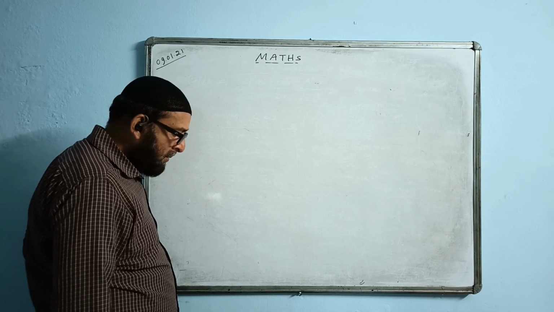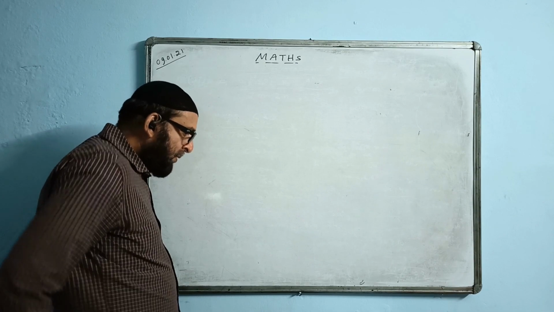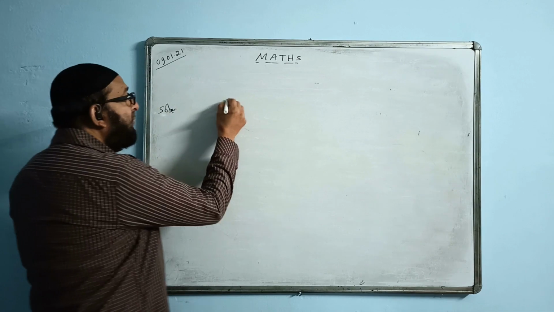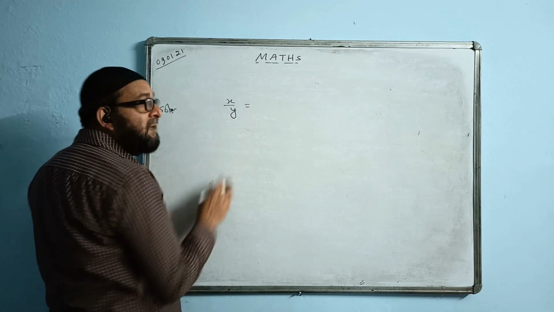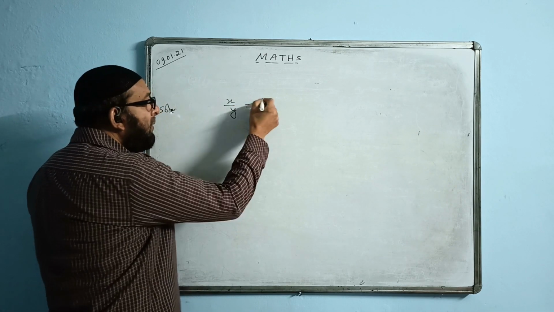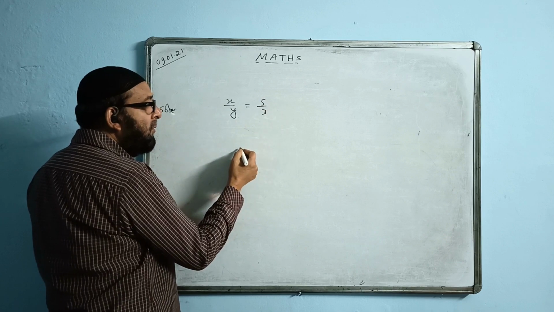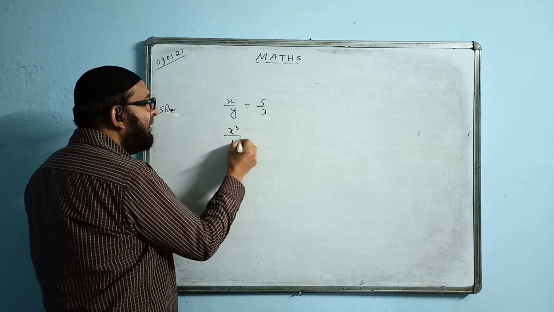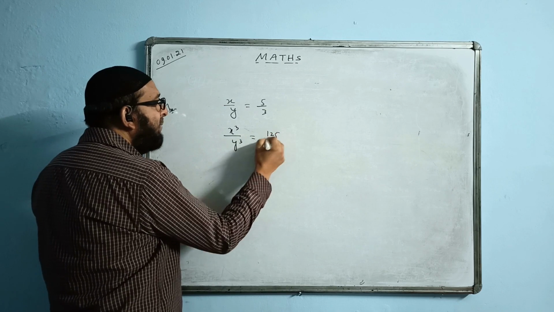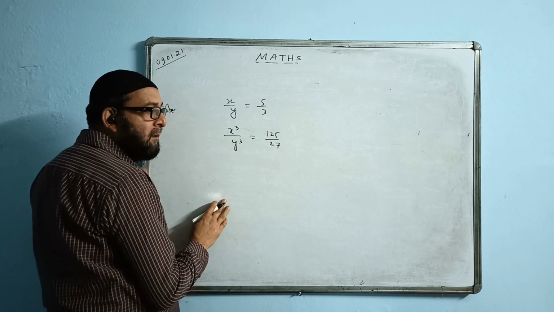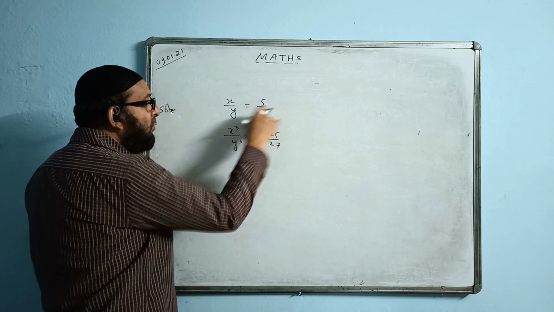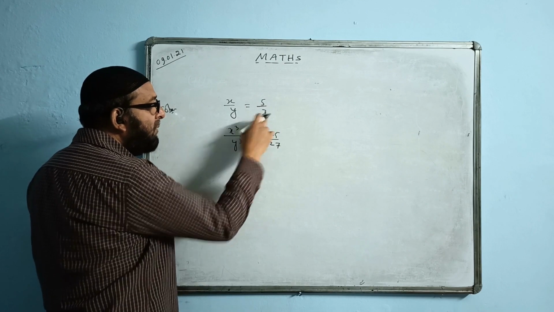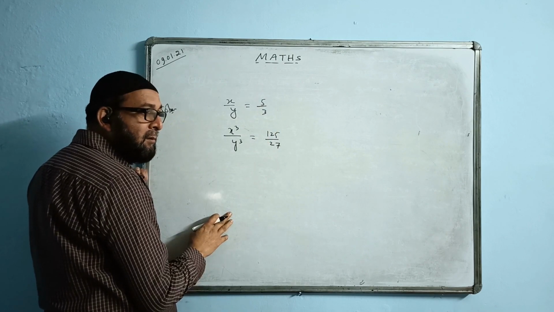Tell me the first answer, x by y value. What is the value of x by y coming? 5 by 3, no? Yes? Cubing both the sides, what is the answer here? x cube by y cube, 125 by 27. You are cubing this side, no? 5 cube is 125, 3 cube is 27.